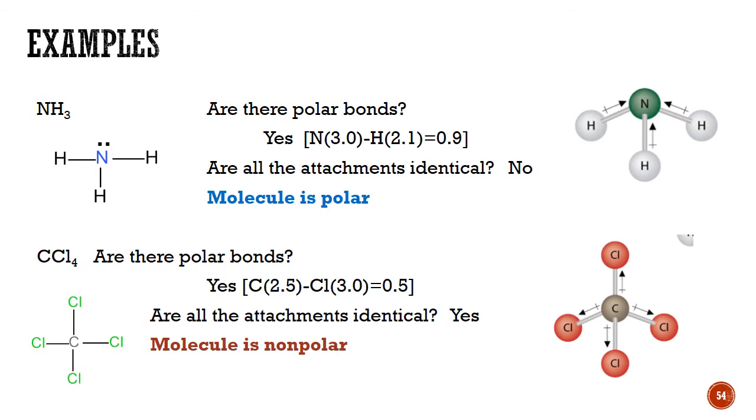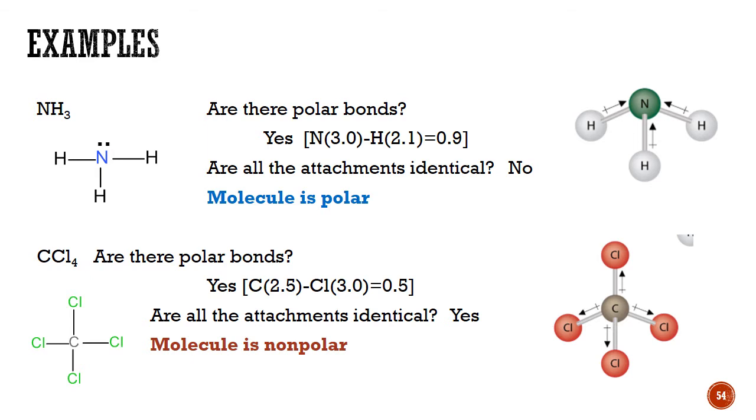So now move on to the second question. Are all the attachments identical? Or when you think of attachments, think of electron clouds. Well, there are 4 electron clouds. The nitrogen has 3 bonds and 1 unshared pair. The unshared pair is not the same as a bond. So if there are 4 attachments but they're not identical, then they don't cancel each other out and the molecule is polar. So NH3 is a polar molecule.